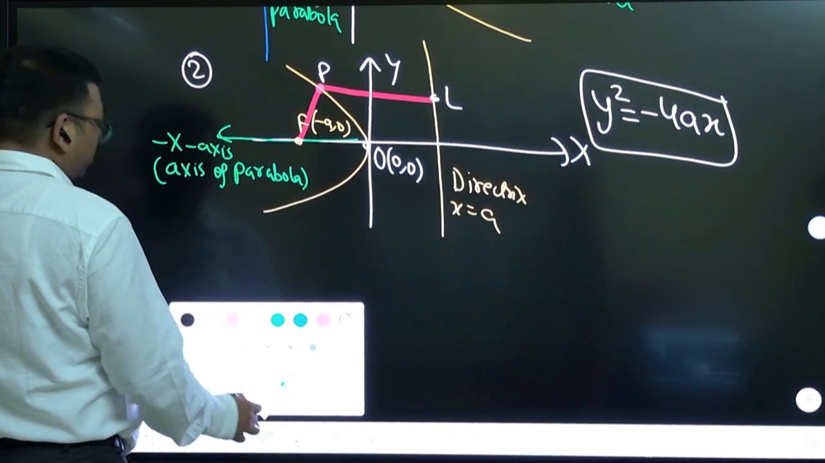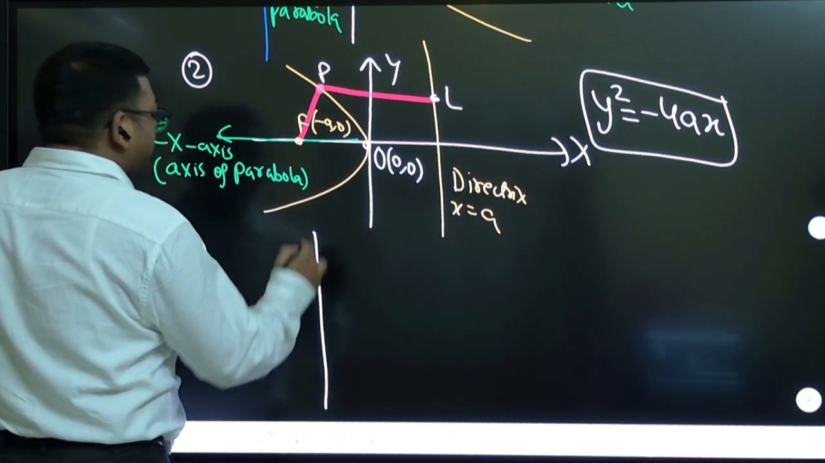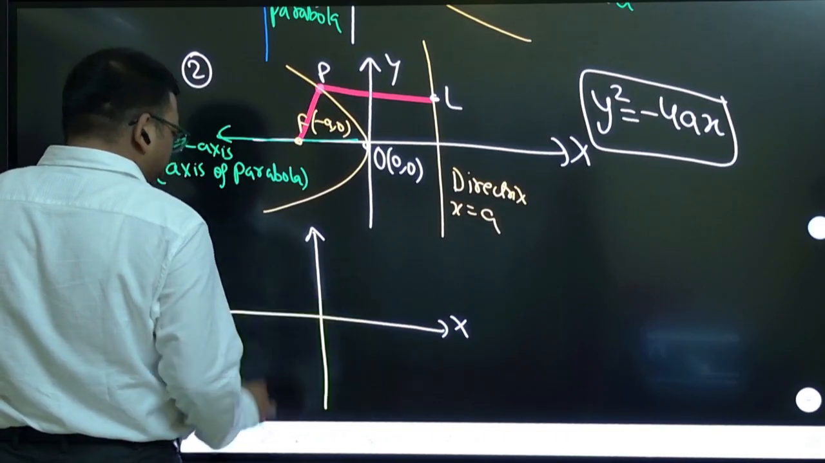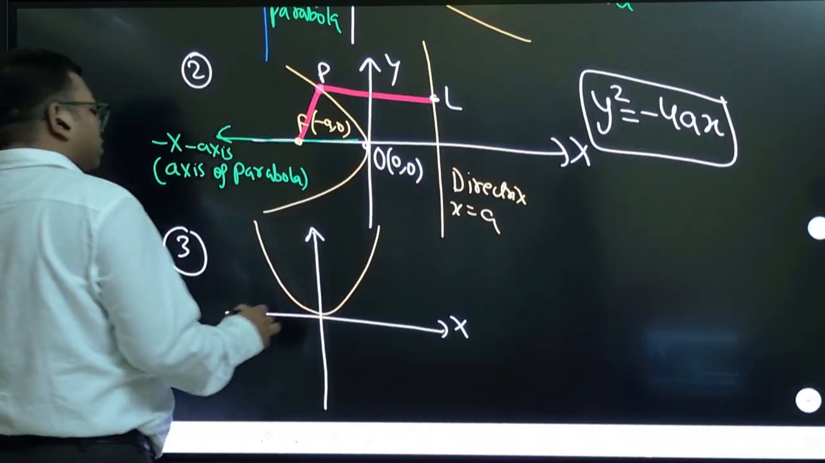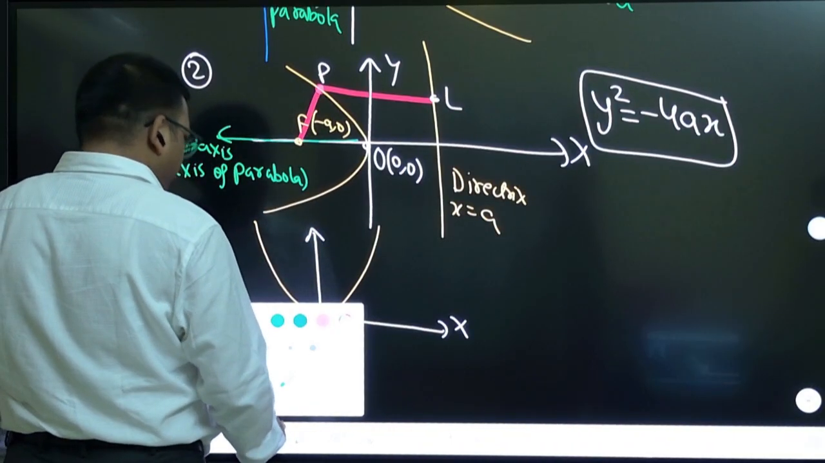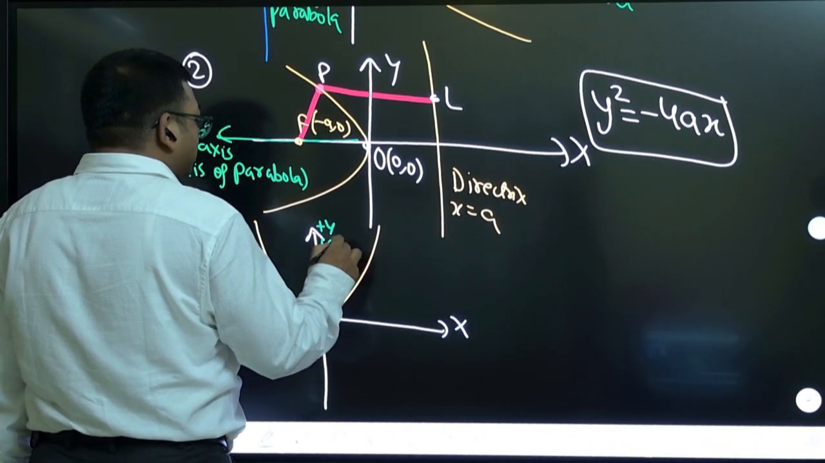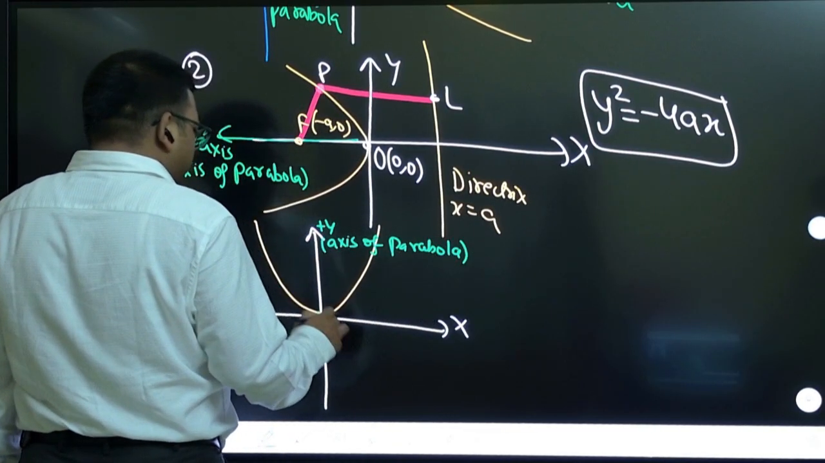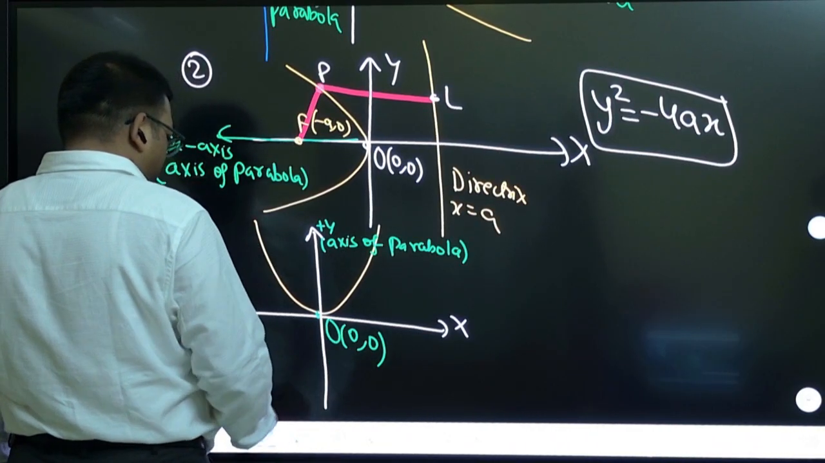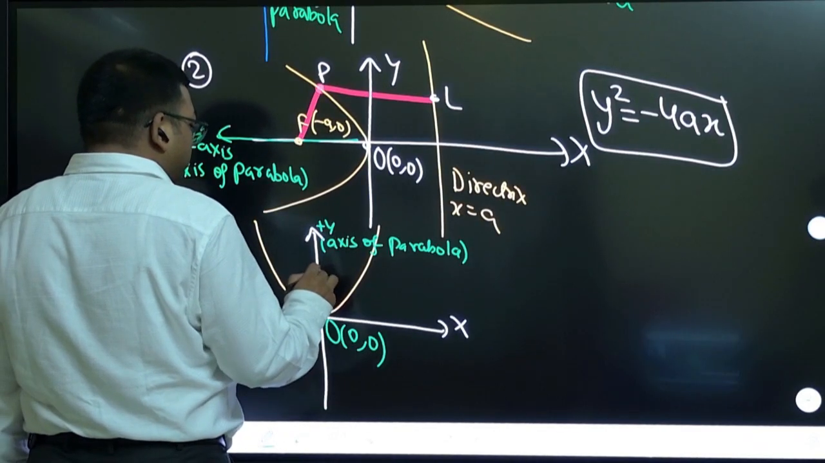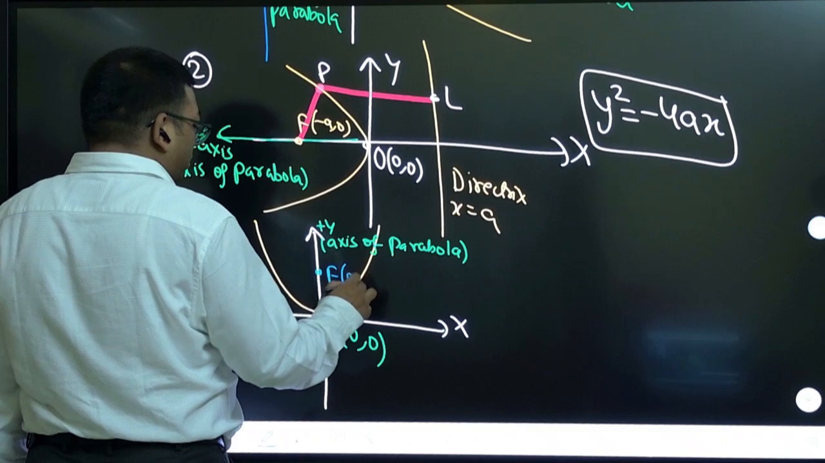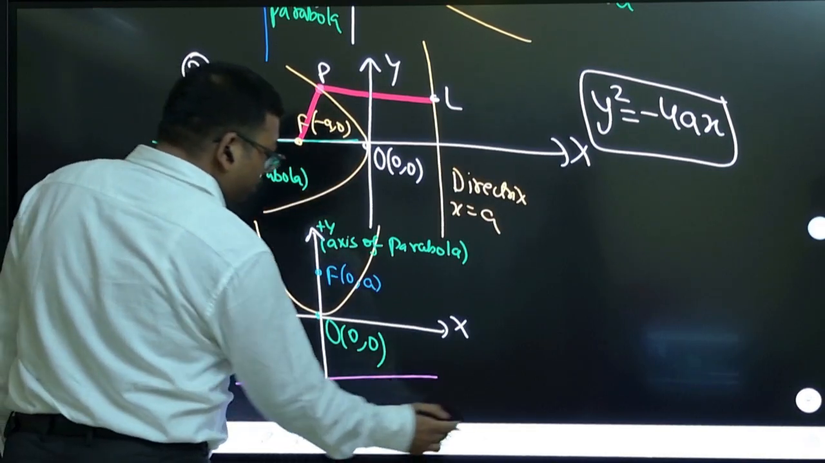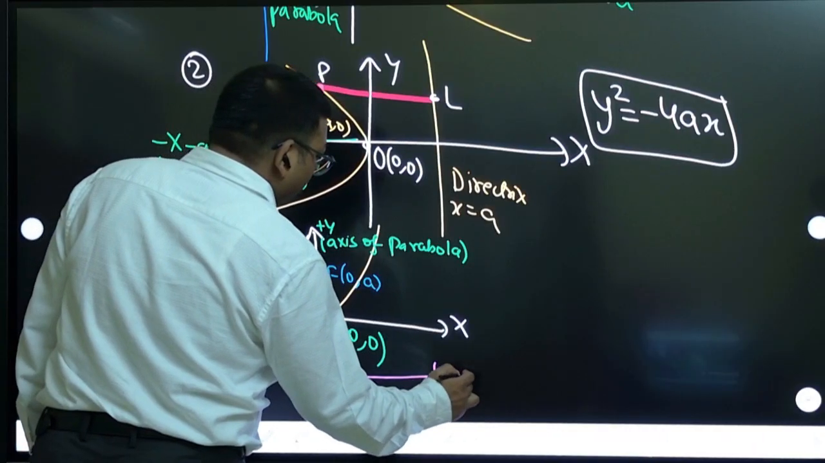Other two forms are also there where the y-axis is the axis. So if you take the positive y-axis as the axis of the parabola, then you can draw this parabola like this. Okay. So in this case, positive y-axis is the axis of the parabola. Origin is still the vertex only, but the focus will be now here. Focus here is 0 comma a, and the directrix will go down now. This directrix is y equal to minus a.